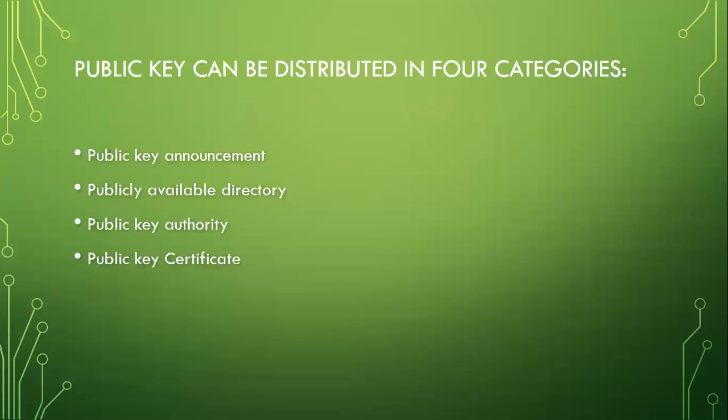Next, public key. What is a public key? A public key is a method that is made available to everyone. By this method, any data can be encrypted and sent by the server to the data receiver. And distribution means that an organization securely distributes keys in the system. Basically, public keys can be distributed in four categories: public key announcement, publicly available directory, public key authority, and public key certificate.